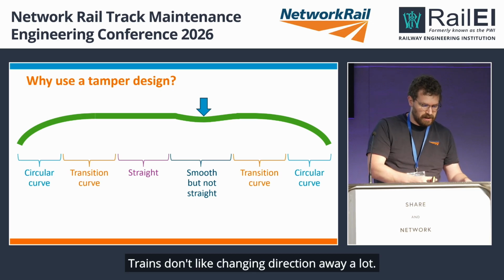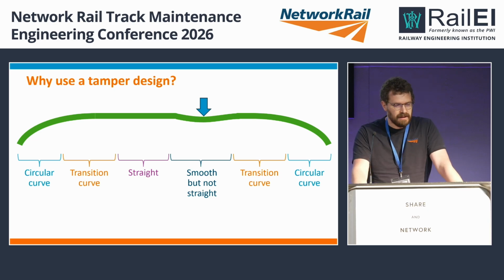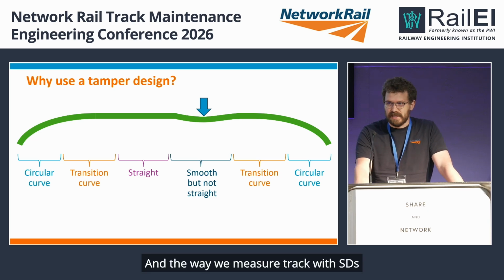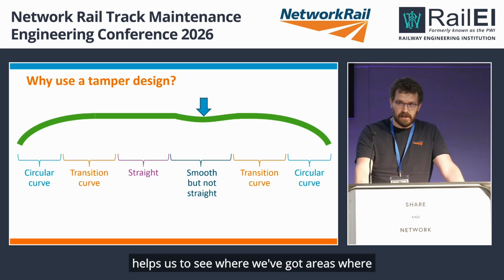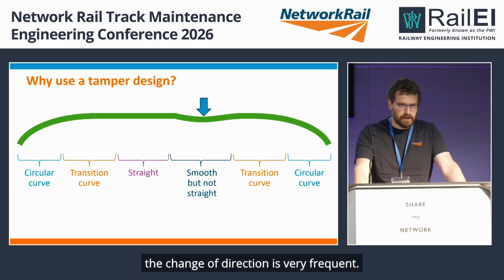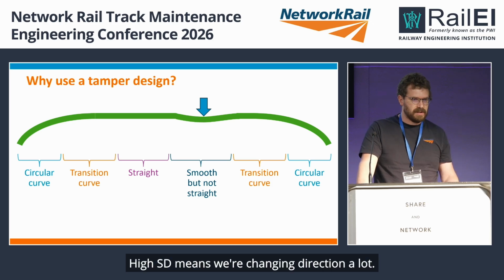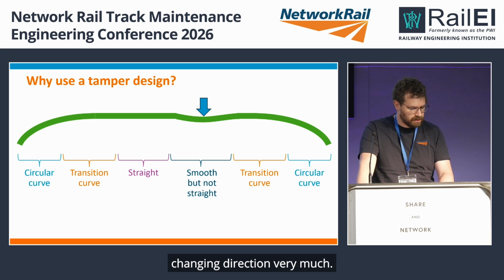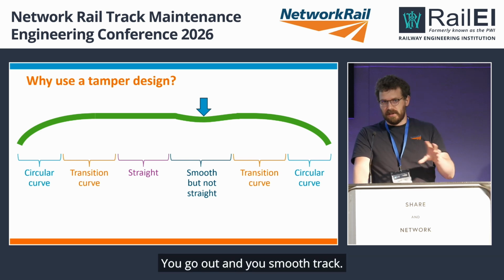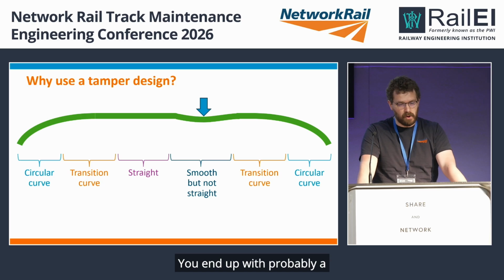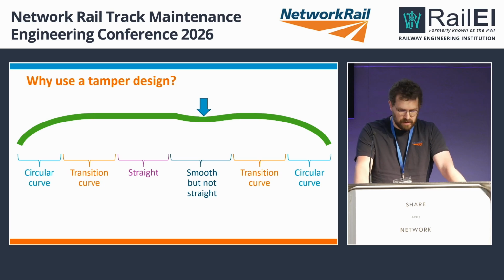Trains don't like changing direction, they weigh a lot, they go very, very quickly. And the way we measure track with SDs helps us to see where we've got areas where the change of direction is very frequent. High SD means we're changing direction a lot, and low SD means we're not changing direction very much. So if you've got your slew restriction, you go out and you smooth track, you end up with probably a much higher SD than you should do.